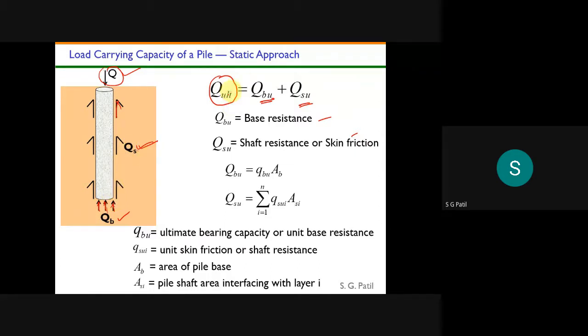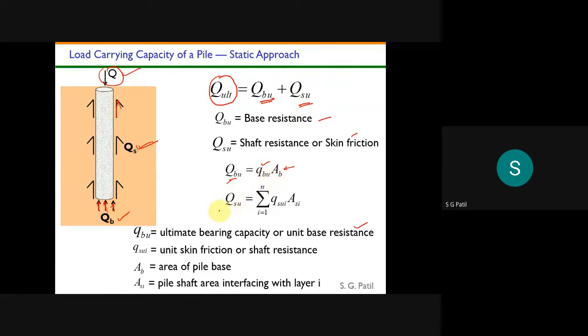So your Q ultimate is nothing but QBU plus QSU. What is QBU? QBU is your ultimate base resistance intensity into the base cross sectional area. So capital QBU is equal to small qbu into AB, where AB is your cross section area. If you have a circular pile, then the cross sectional area will be pi by 4 into d square. If you have a square, then side square will be the cross section area of your base.